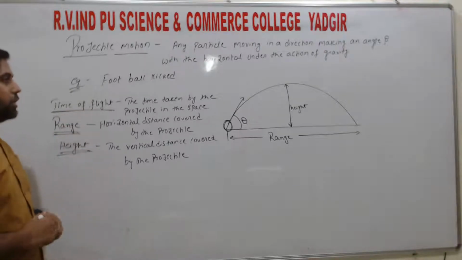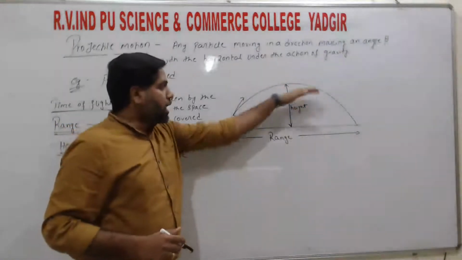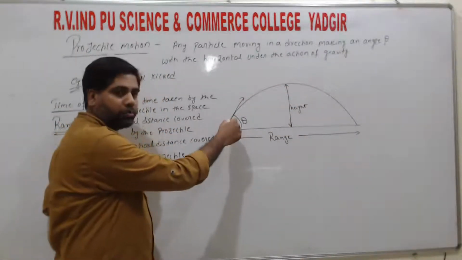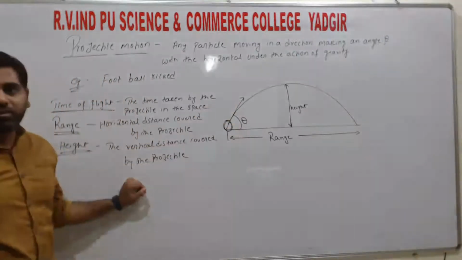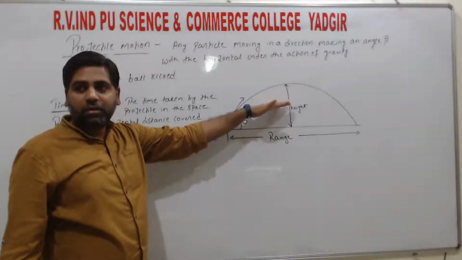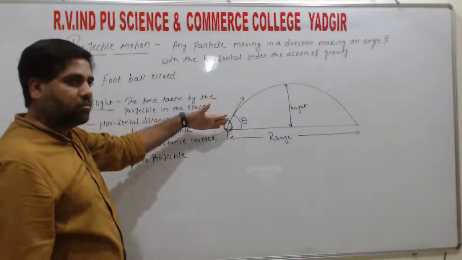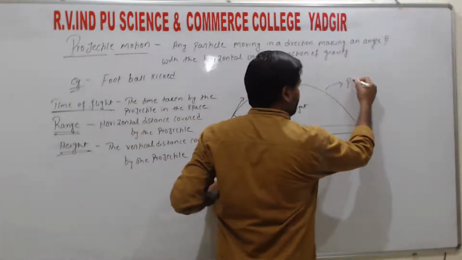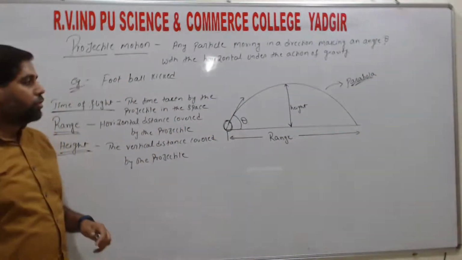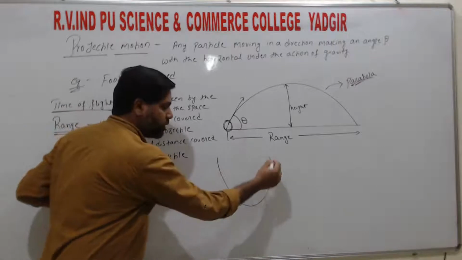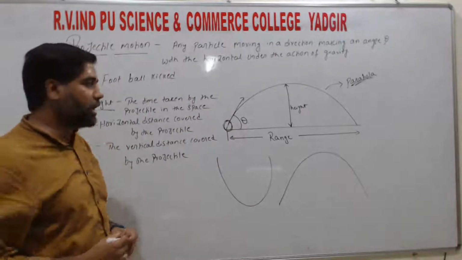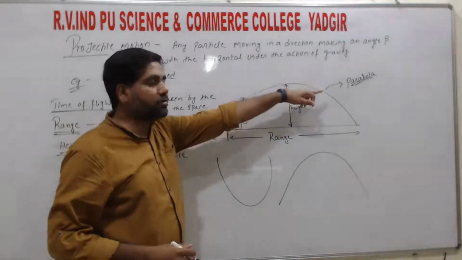Here, in which shape does the path projected by the object or projectile appear to us? Is it circular shape? No, it is in the shape of a parabola, right? You have tried parabola shapes in 10th. So these are all parabolic shapes. The path of the projectile is a parabolic shape.